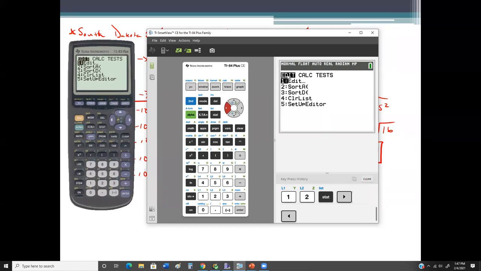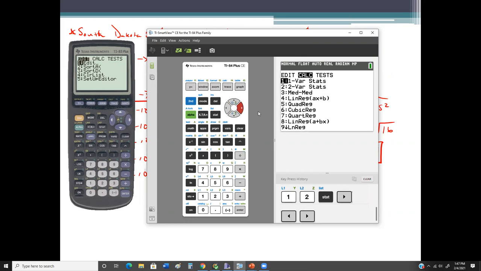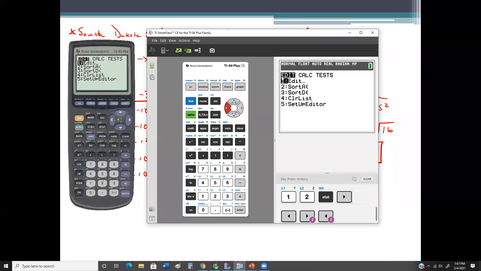So edit is how you input data in your calculator, I'll show you that. Calculation is how you have your calculator do a lot of menial calculations for you, which we're going to make a lot of use of this class and then all of next week. And then tests are some of the things we're going to end the class on when we get to statistical inference. So everybody under edit, okay? Everybody should have edit highlighted on their calculator. You want option number one to edit your list. Okay, so just press one.